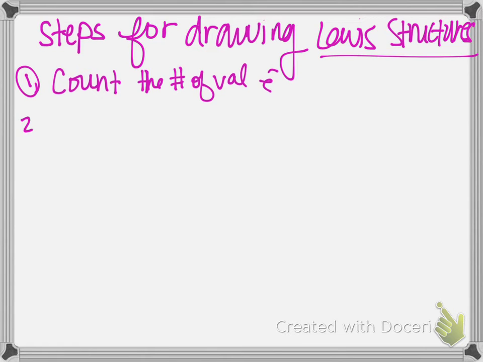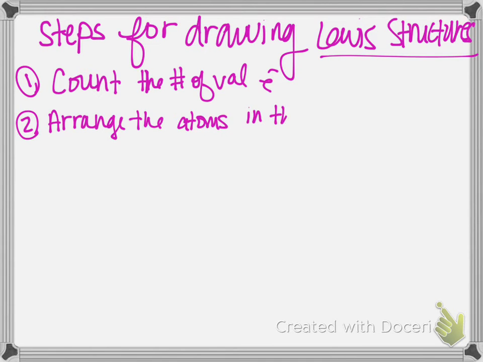Step 2 is arrange the atoms in what we call the skeleton. I'll break that down in a little bit. All that means is if I were doing F2, I would have just listed them next to each other without electrons. The skeleton is just the elements laid out with no electrons in there.